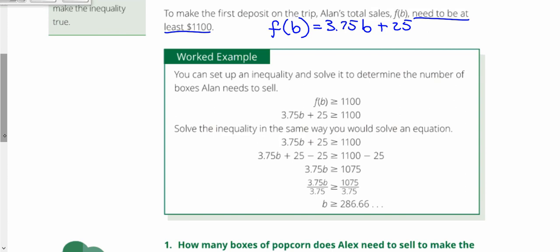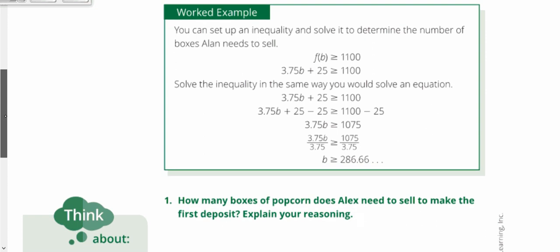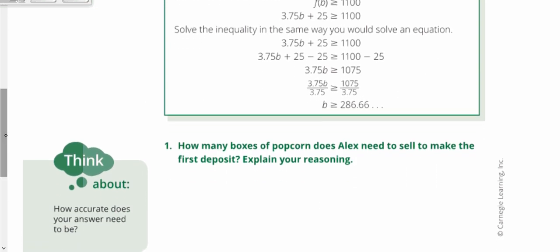It's an accurate answer. But can you sell a 0.66 part of a box of popcorn? You can't. They want to know how many boxes he has to sell, so you have to think through how you're going to answer this. It would be 287 boxes, because if all he did was sell 286, that would be under 1,100. It'd be like 1,099 something, not 1,100. So he'd be really close, but wouldn't quite be there. Make sure that you check not just how to solve the inequality or equation, but also what type of answer they want.